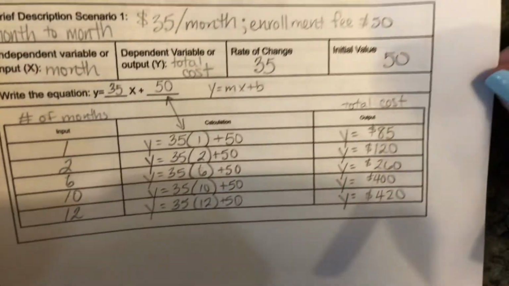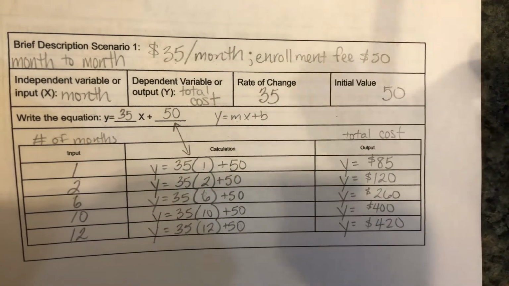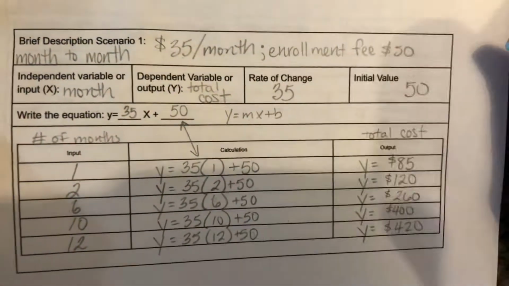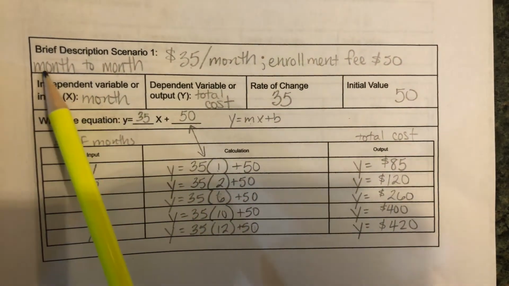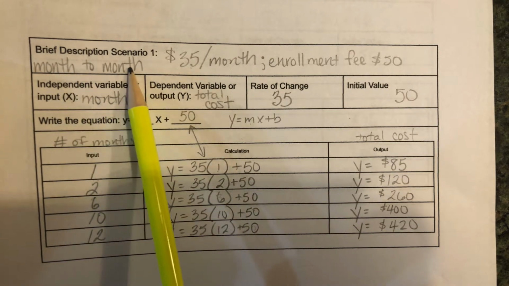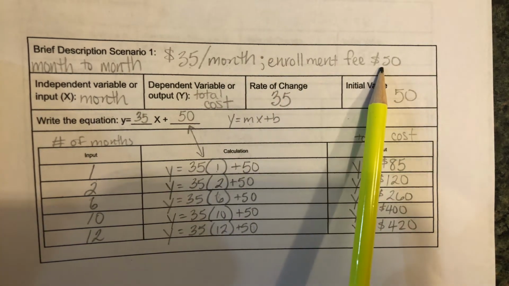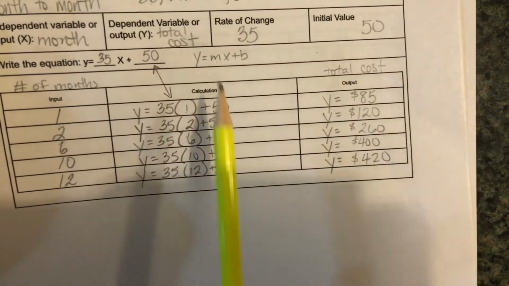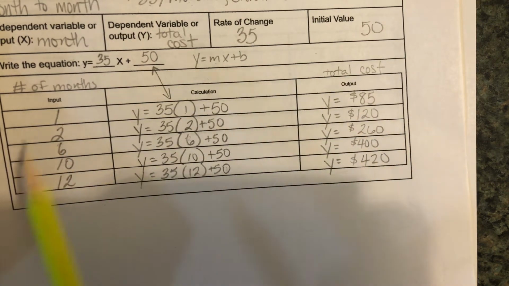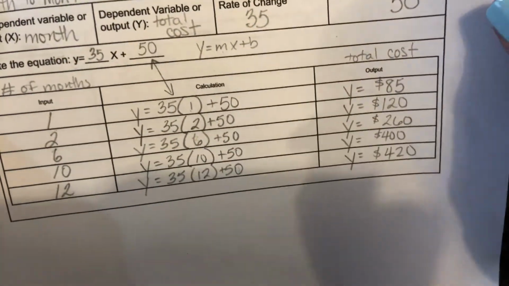So then I went ahead and showed you how to complete this. We have 3 different scenarios. So here's the brief description for scenario 1. This was the month-to-month. Workout Factory offers a month-to-month plan that is $35 a month and an enrollment fee of $50. And we filled out the information here to see what would be the total cost for various months, different inputs, different outputs. I showed that in the first video.